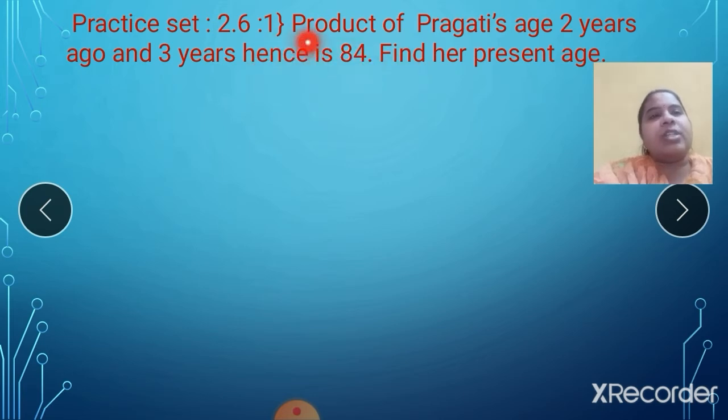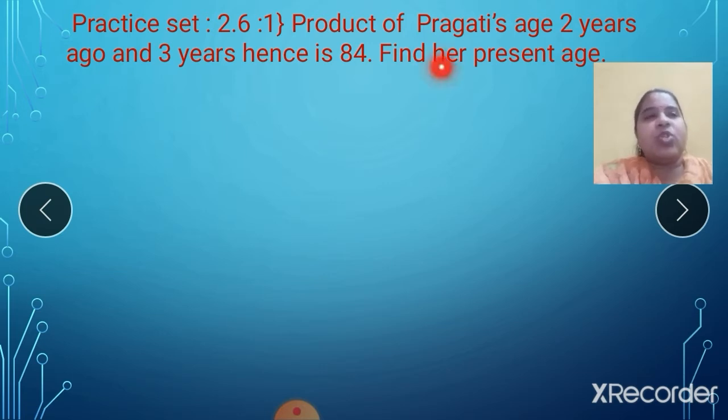Next word to understand is hence. Hence means later. Like if I say you are 15 today, 5 years hence you will be 20. Same way, if she is x today, 3 years hence her age will be x plus 3. These are the initial things to understand, that ago means you have to subtract and hence means you have to add. Then this word product, I hope you know that product is multiplication. Product is 84. Now let's see part by part.